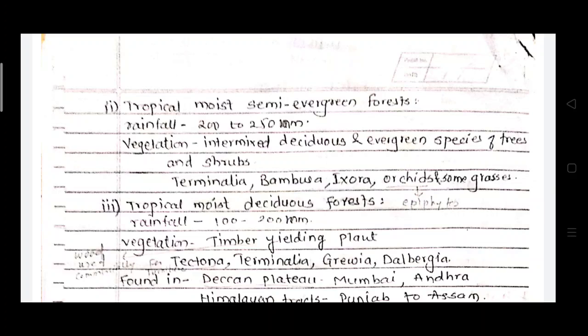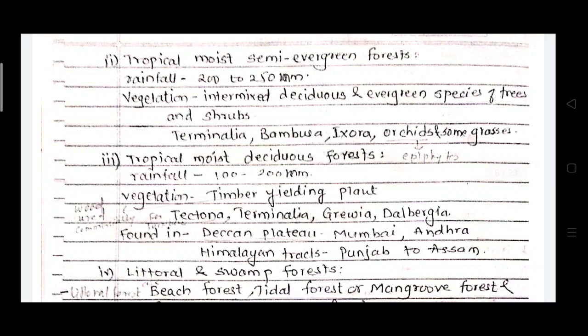Deciduous plants means those plants whose leaves fall, and evergreen means plants that stay green in all seasons. For example, Terminalia, Bambusa, Ficus; in epiphytes, orchids, and some grasses are present in that area.